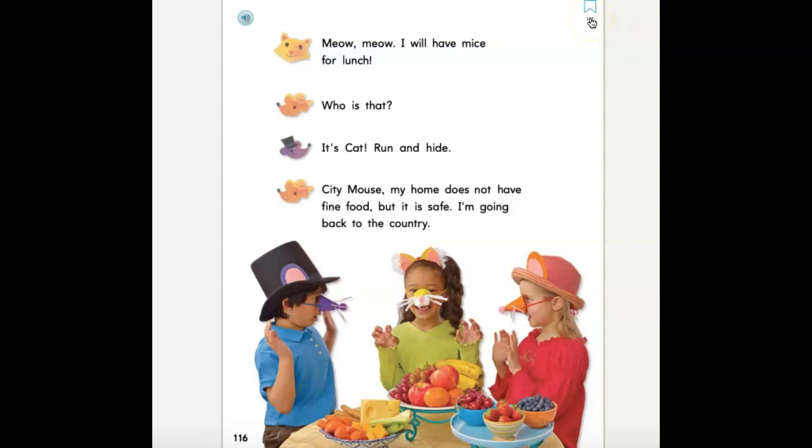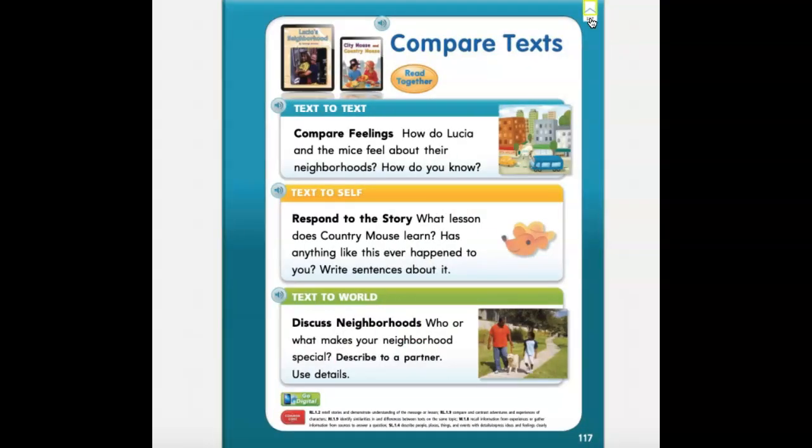Now, let's compare our 2 stories that we read about this week. This week, we read about the story Lucia's Neighborhood and our story City Mouse and Country Mouse that we just read. Now, let's talk about comparing feelings from the story.